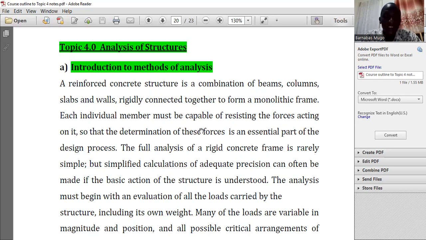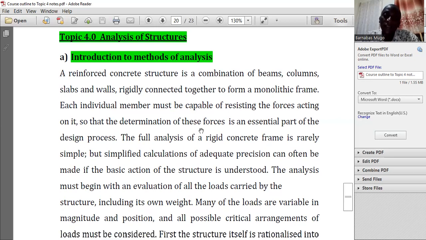But each individual member must be able to accept or resist the loading that occurs in it or on it. So although they are acting as one member, a monolithic frame, each member is carrying its own weight, or the weight that is imposed on it. And therefore, it must be able to resist the loading.